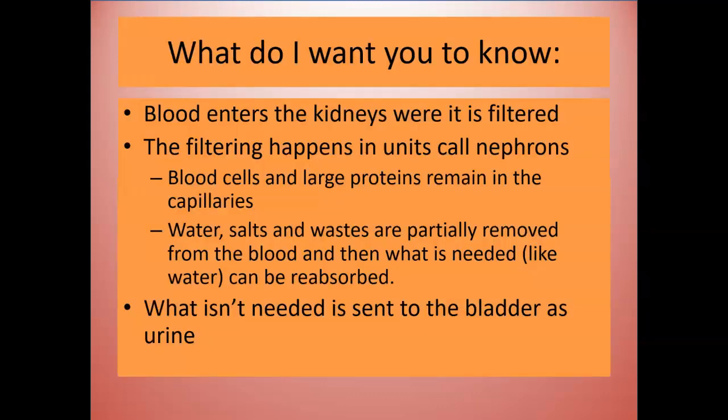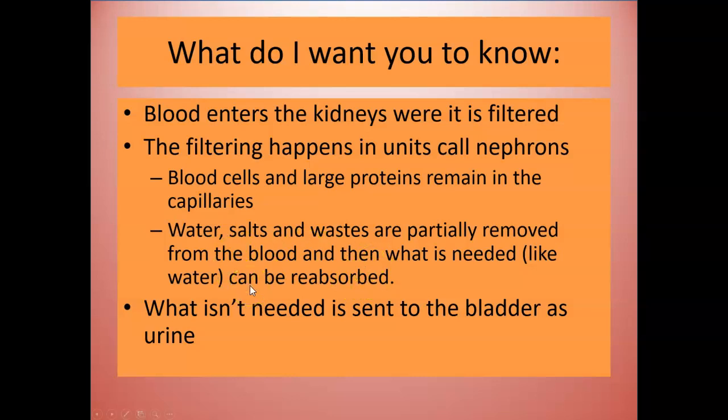Just a quick heads up, the things that I want you to know. We're going to get into some pretty good detail here, but the major things I want you to walk out knowing is that blood enters the kidneys, where it's then filtered. This filtering happens in units called nephrons in the kidneys. Red blood cells and large proteins remain inside the capillary, so they never leave the blood vessels, whereas other things like water, salts, and waste are partially removed from the blood, and then whatever is needed, like water, can be reabsorbed.